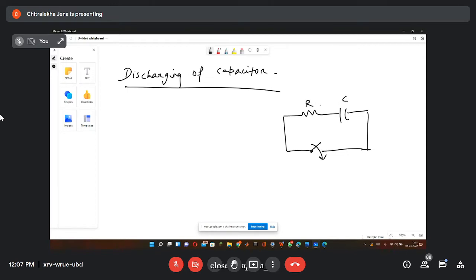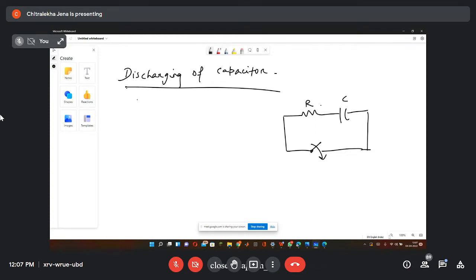Now this is discharging of capacitor. Discharging means the capacitor is already charged. Now you are going to discharge the capacitor. So all of you listen carefully, what will be the voltage across the capacitor there?